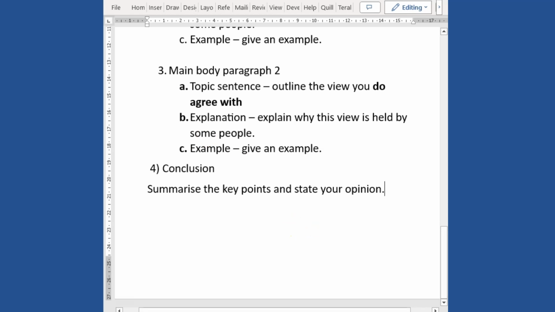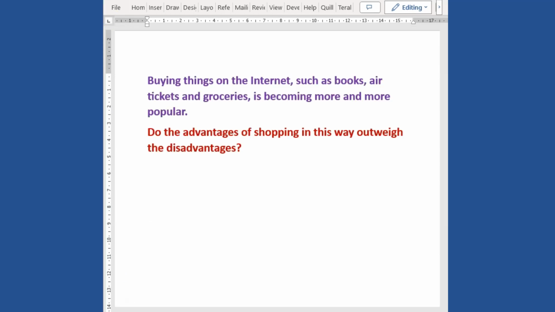Now let's start to write it step by step. Don't forget your question. The question states that buying things on the internet, such as books, air tickets, and groceries, is becoming more and more popular. Do the advantages of shopping this way outweigh the disadvantages? That is what we are going to go about, using the structure that we learned.